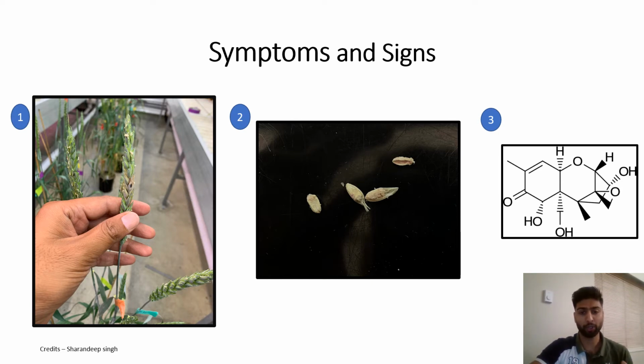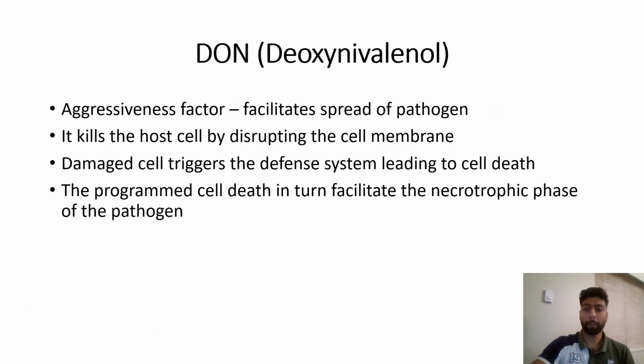They are shrunken, chalky white. And the third symptom is the mycotoxins, the trichothecenes. When you talk of Fusarium graminearum, deoxynivalenol is the most common mycotoxin produced by the fungus, and it's the most aggressive one. And here's the chemical structure of the DON.